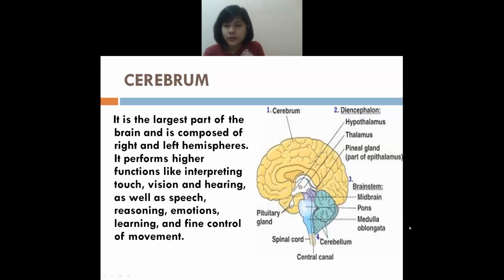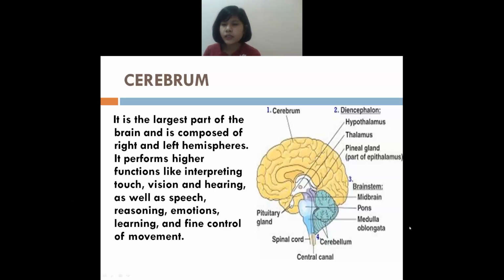So the cerebrum helps you in what? In reasoning something, and as well as emotions, sad, happy, joy, all this comes under the cerebrum. Next is learning, like you are able to learn new things every day. So the cerebrum helps you in that.